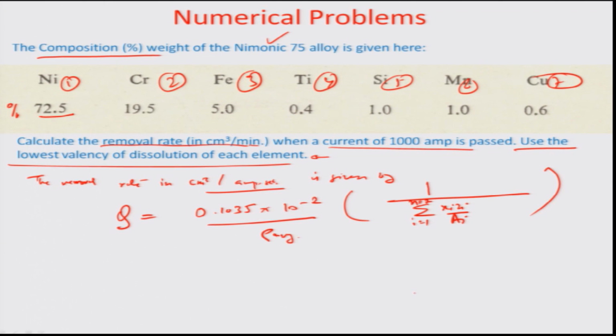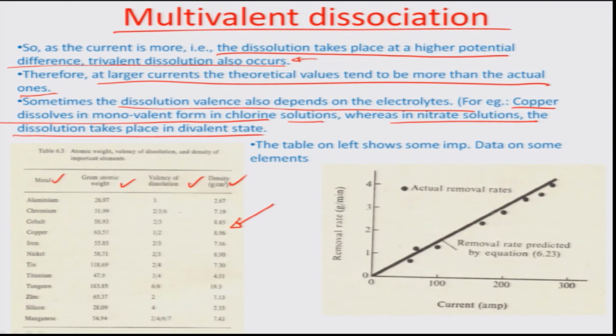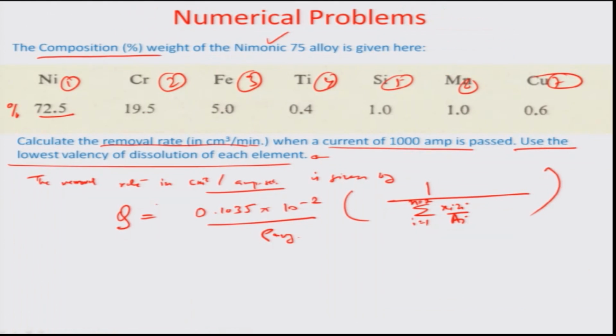The valency which we would be using is the lowest valency from the table earlier. I had just given you this table, right here, and the lowest valencies are mostly, in this case, for example, nickel would have +2. Similarly, chromium would have +2 again, Fe is +2, and so on and so forth. So only the lowest values are being used for the valencies z_i. A_i obviously is the atomic weight.